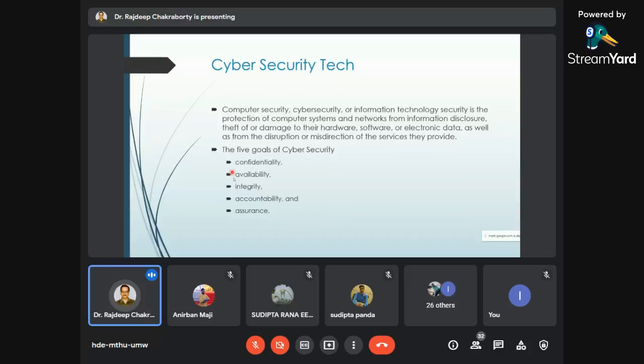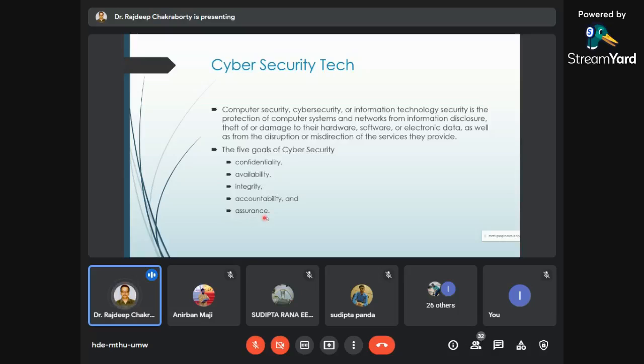So cybersecurity has these five main goals: confidentiality, meaning confidentiality of the information, availability, and integrity. Availability means if you are an authentic user, suppose you have a login ID and password in your Yahoo mail, whenever you want to enter your Yahoo mail with your correct login ID and password, you must be allowed to enter. This is known as availability. Integrity means not changing the data. Accountability and assurance are the two terms that are added in cybersecurity.